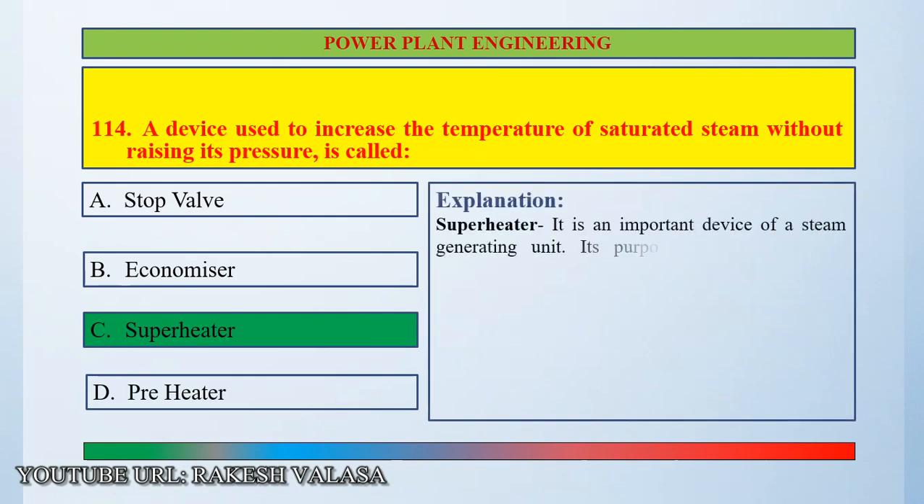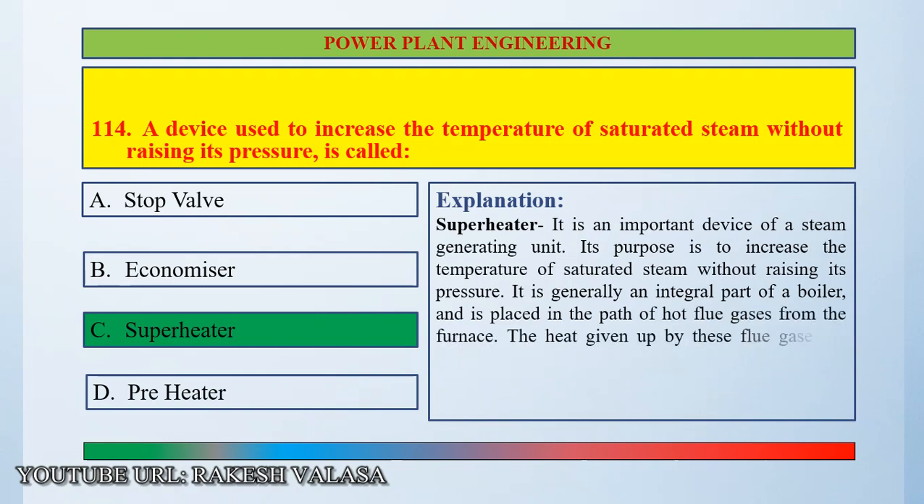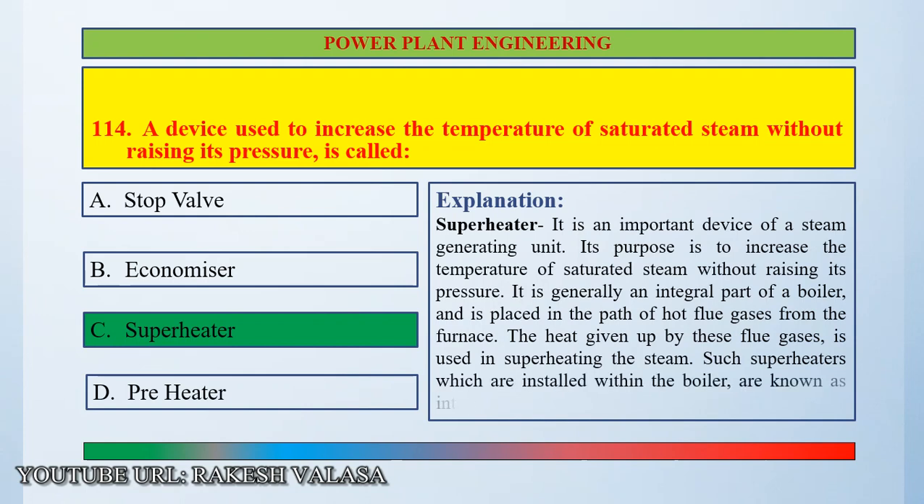Superheater is an important device of a steam generating unit. Its purpose is to increase the temperature of saturated steam without raising its pressure. It is generally an integral part of a boiler and is placed in the path of hot flue gases from the furnace. The heat given up by these flue gases is used in superheating the steam. Such superheaters which are installed within the boiler are known as integral superheaters.